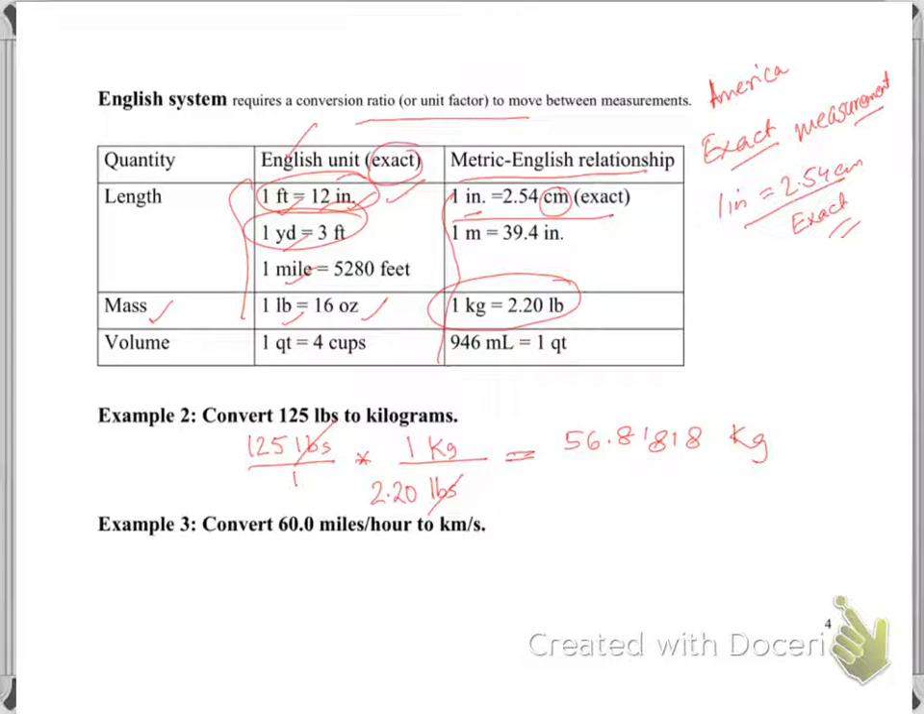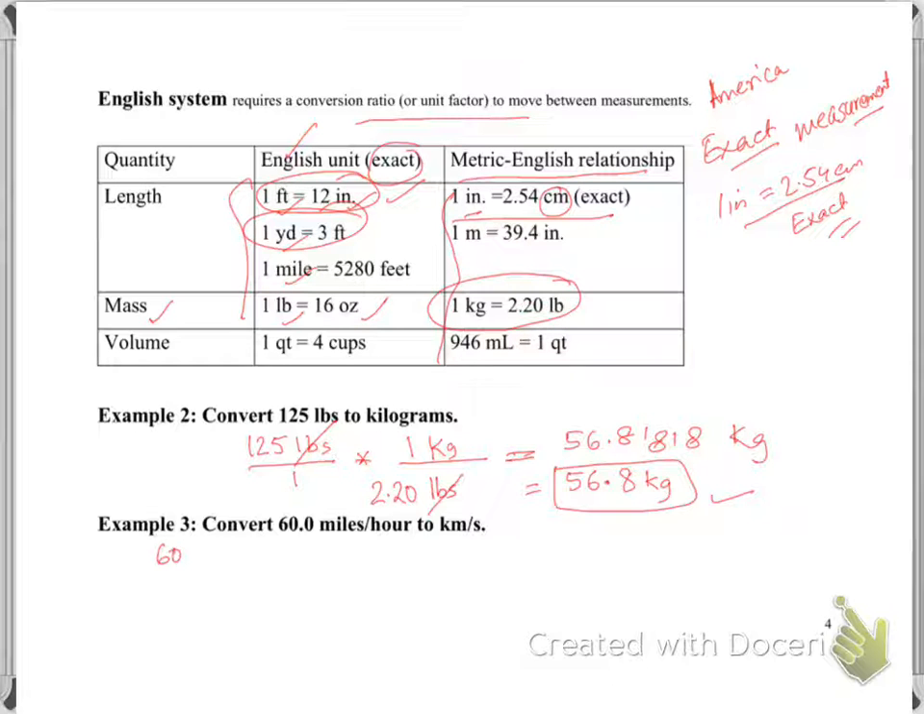And I am going to put my answer as 56.8 kilogram. Why just 3? Why did I just put 3 digits? What kind of rules decide that? Okay, let's do one more problem and then we're going to go back to those rules.